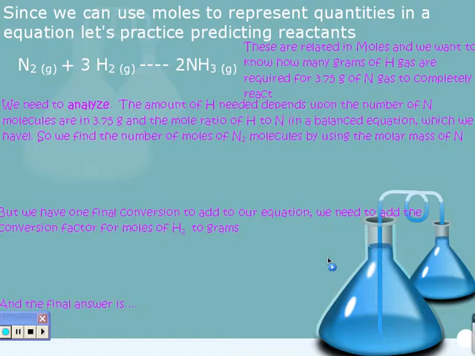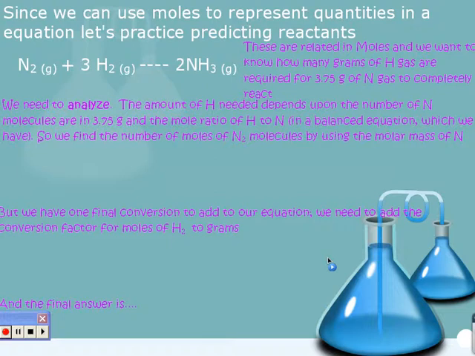So we have to do that special verb, analyze. The amount of hydrogen is completely dependent upon the amount of nitrogen because we have a 3-to-1 ratio. If we have 100 of nitrogen, then we need 300 of hydrogen molecules. So the hydrogen is completely dependent upon that nitrogen because of that ratio. It's a 1-to-3 ratio. All right?